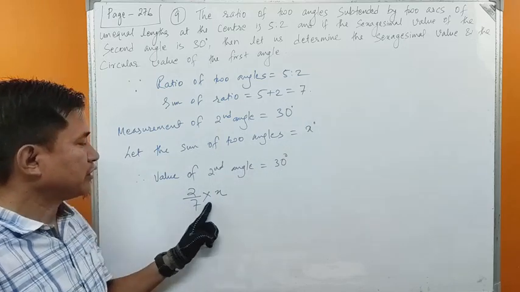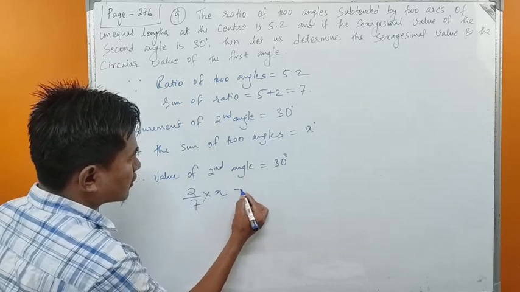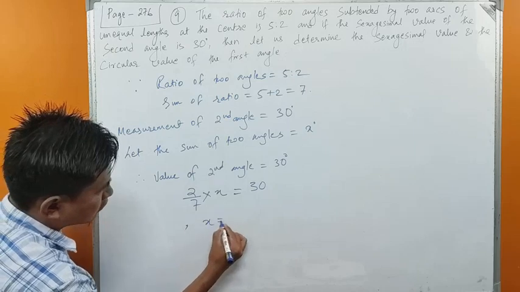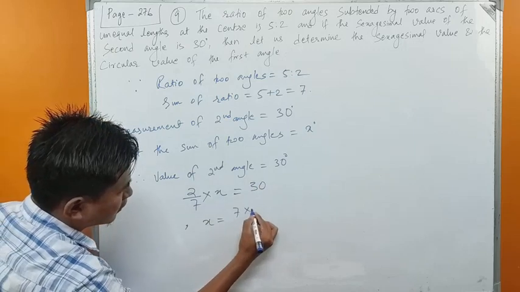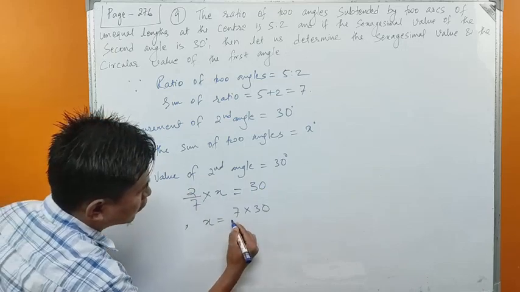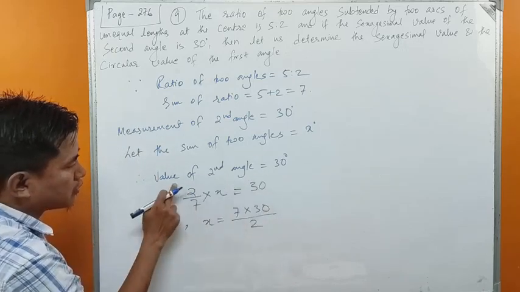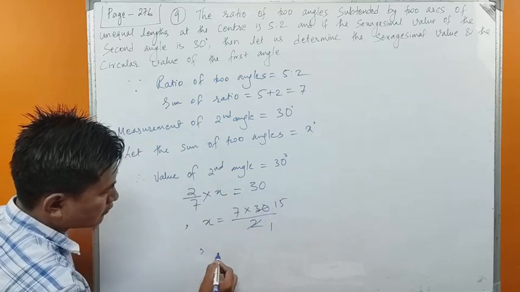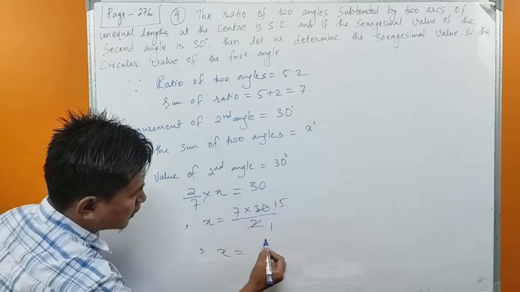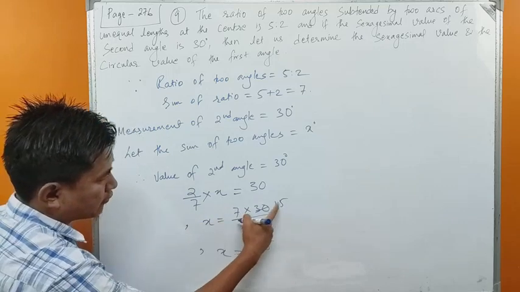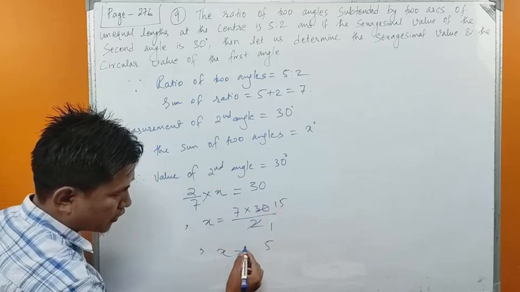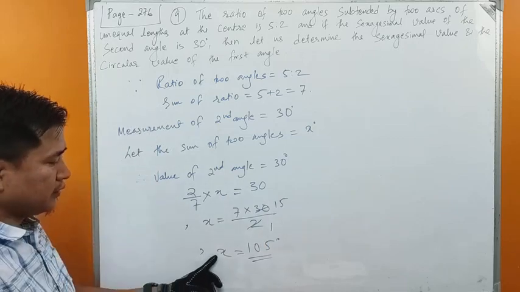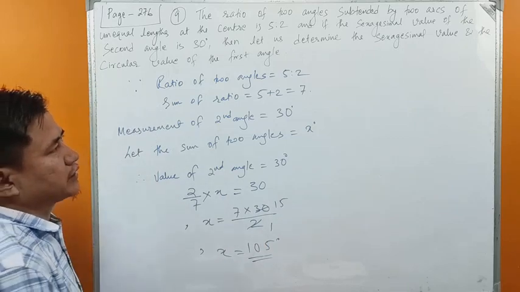Ratio divided by sum of ratio into sum of two angles will give us the value of second angle, that is 30 degrees, isn't it? Or x equals 7 into 30. This 2 will go to the denominator by cross multiplication. 7 goes to the numerator, 2 goes to the denominator. So 2 1s are 2, 2 15s are 30, isn't it? x equals 7 5s are 35. 7 5s are 35, 7 1s are 7, plus 3 is 10, 105 degrees. So the sum of angles is 105 degrees, isn't it?